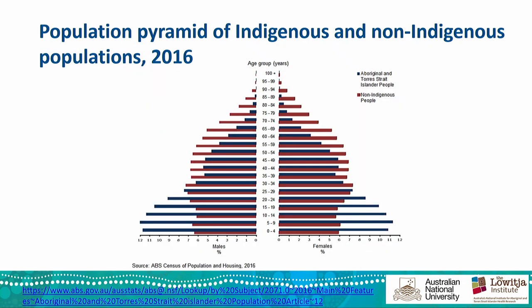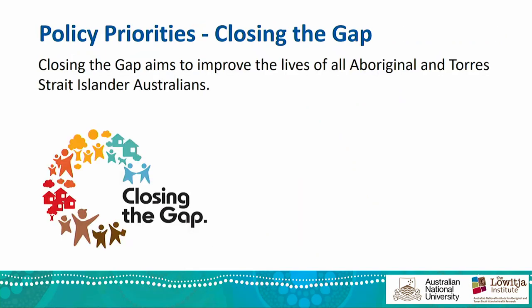We also have a much younger population as well, so we probably know this as well. So I think it's about 53% of the Aboriginal and Torres Strait Islander population are under the age of 25 years, which is quite different to the non-Indigenous population. And not as many in the older age groups, but we'll know why soon. So I'll get into the policy priorities.